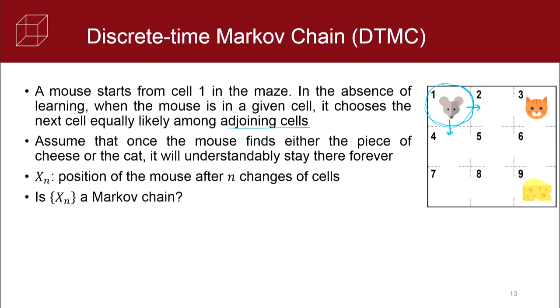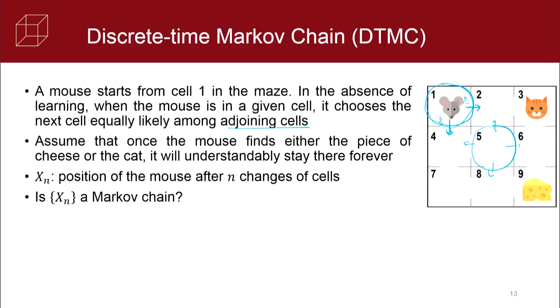And the mouse chooses equally likely among these two options. So we can say the probability to choose going down is equal to 0.5, and so on, right? So suppose that the mouse is in here and the mouse chooses the 4 directions equally likely, with a probability of 0.25. So that is how the mouse chooses the next cell to move.